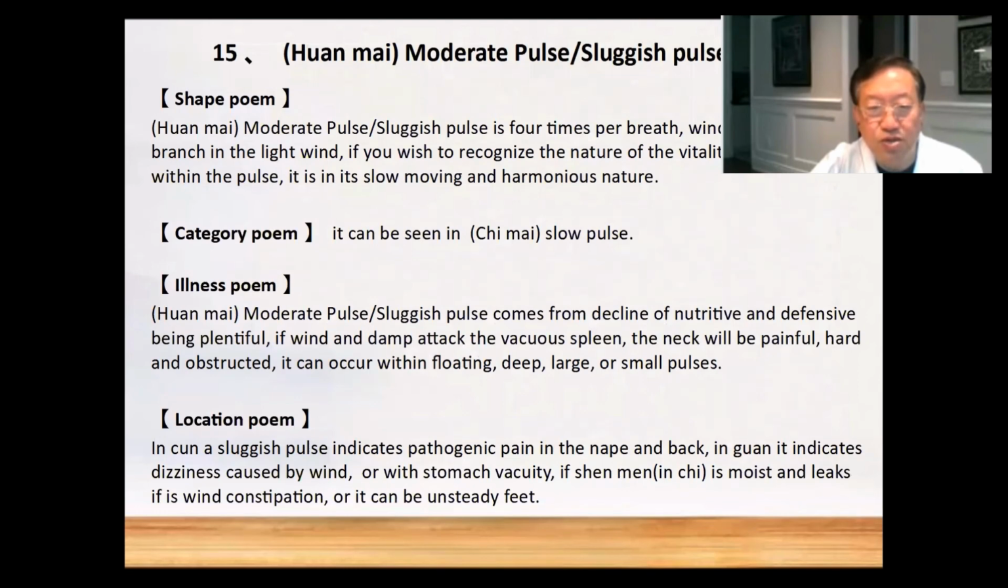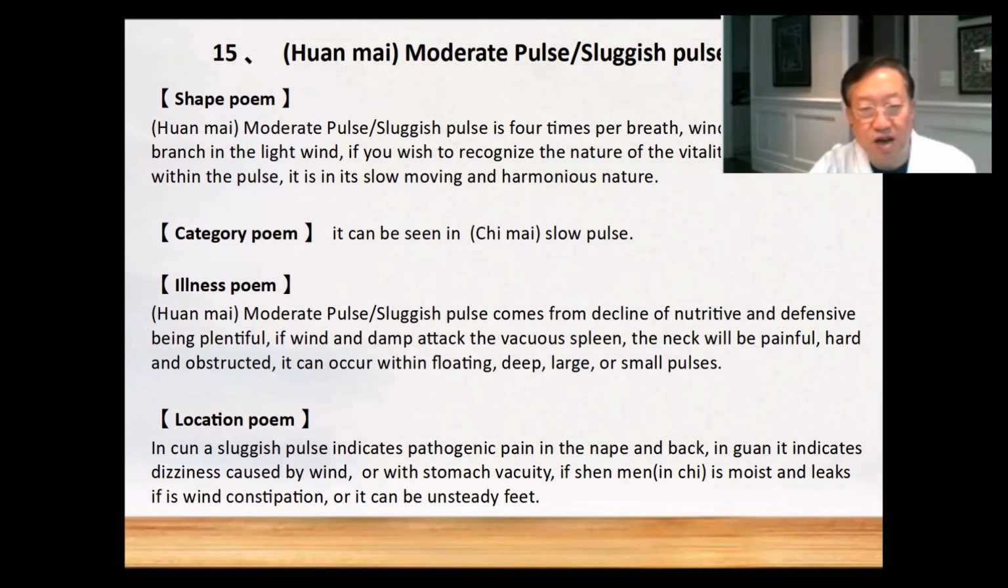15. Huan Mai, or moderate or sluggish pulse, is in the yin category. Shape poem. Huan Mai is four beats per breath, winding like a willow branch in the light wind. If you wish to recognize the nature of vitality and spirit within the pulse, it is in its slow-moving and harmonious nature.